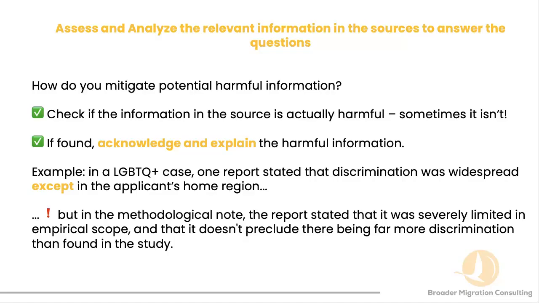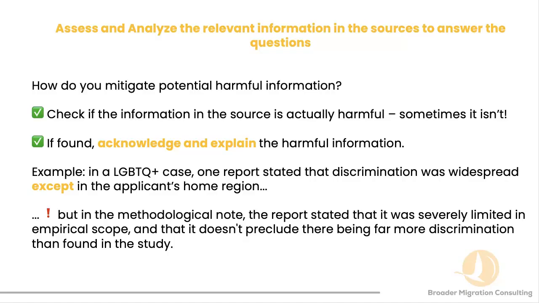A source may, for example, say that a general ethnic group isn't persecuted in general, but somewhere there might be a statement buried in the notes or a short sentence saying something like that your client's subgroup or region is an exception to this rule, right? So in that case, the information only looks harmful, but it isn't in this specific instance of your client.